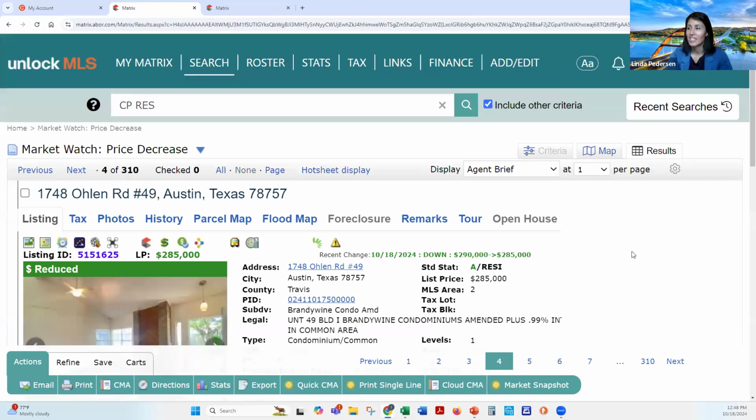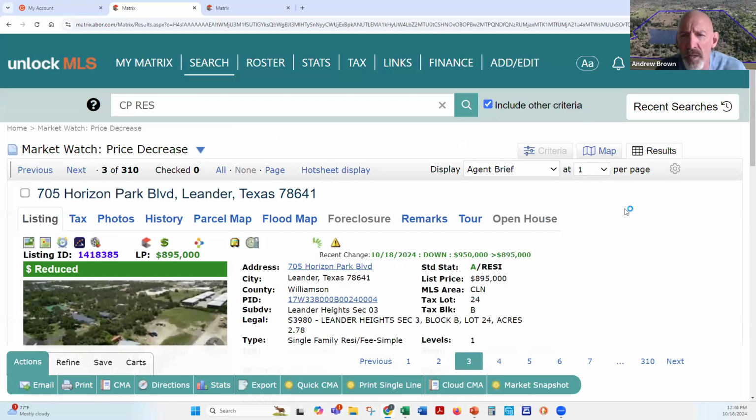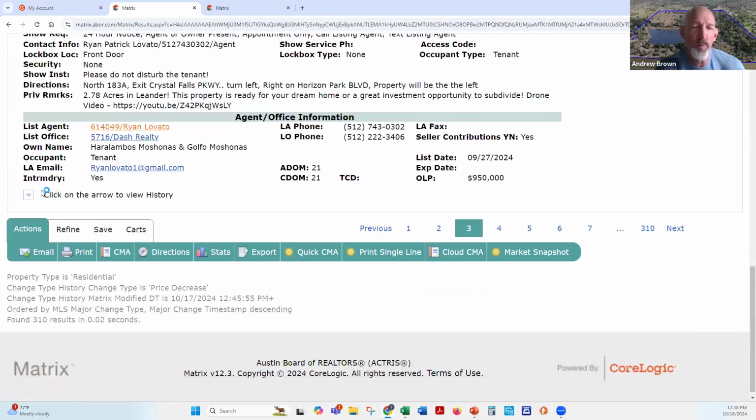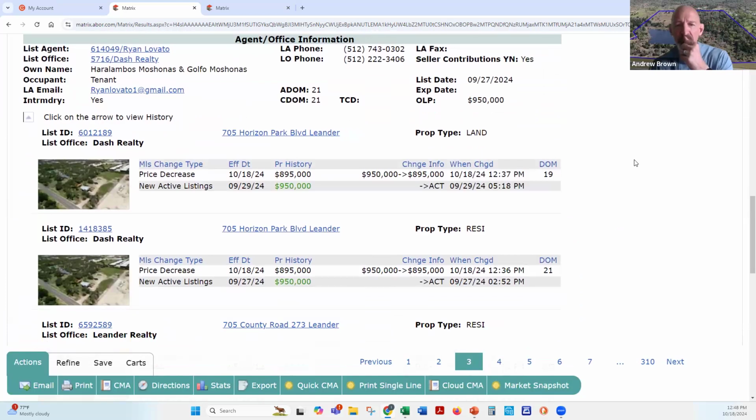So the other thing I want to call out on that last one, they dropped the price from 950 to 890 to 895. Yeah. So look, what is that, about a 5% decrease? That's not insignificant. But if you go back to the next one you're going to, they dropped it 5,000.